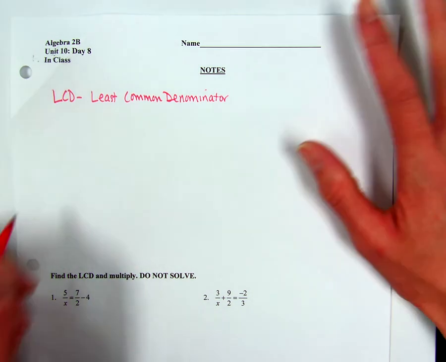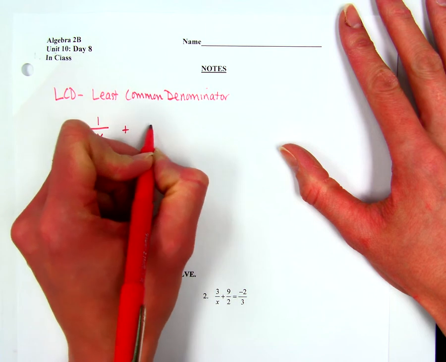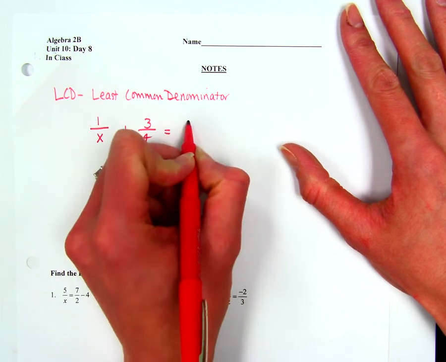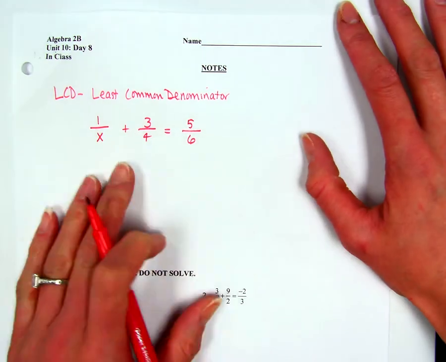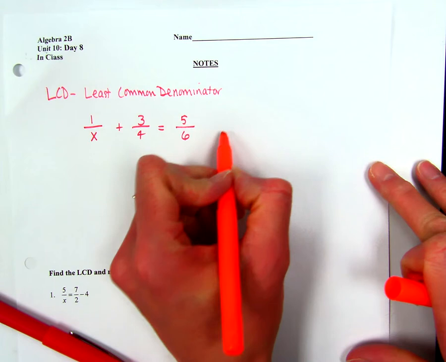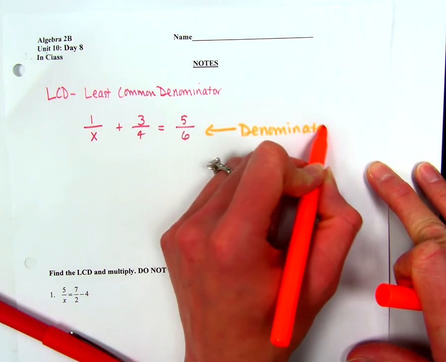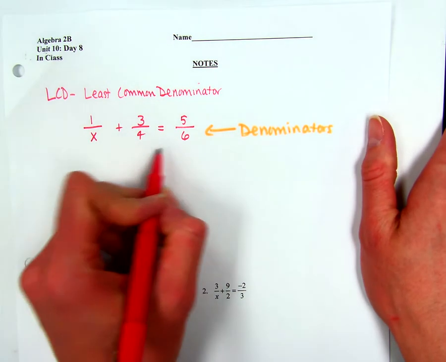So for example, if I were to have 1 over x plus 3 over 4 equals 5 over 6, and I wanted to find a least common denominator, I first need to note that all my denominators are on the bottom. Okay, so if you look at the ones that have numbers, you're going to write out a list of multiples.